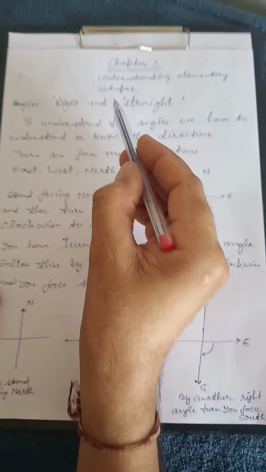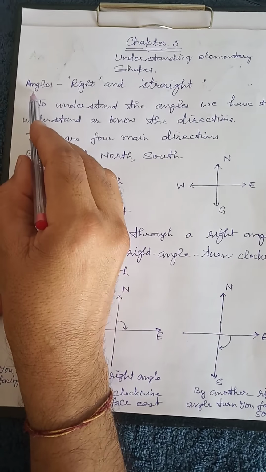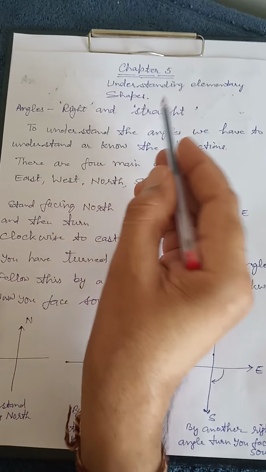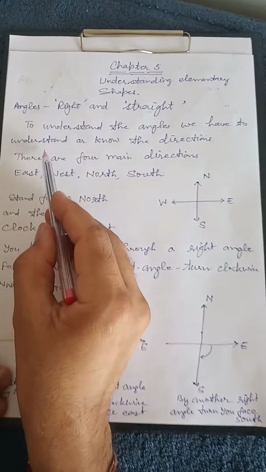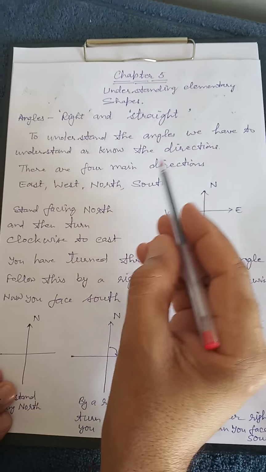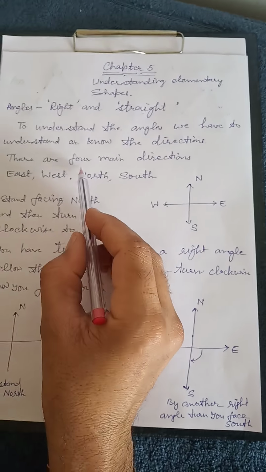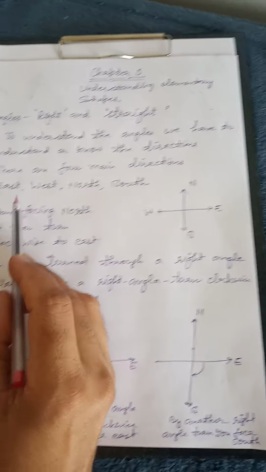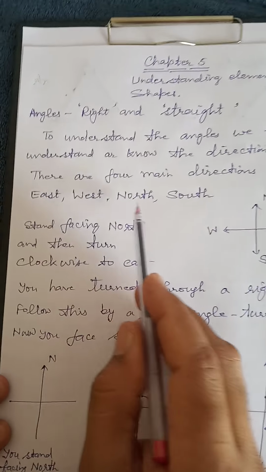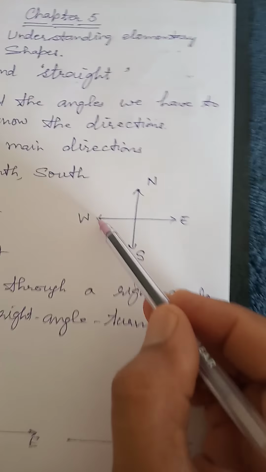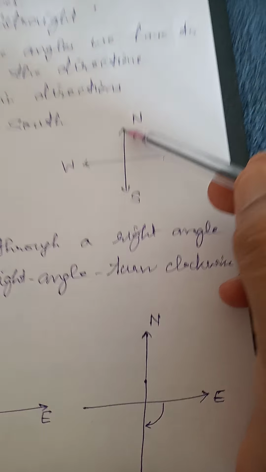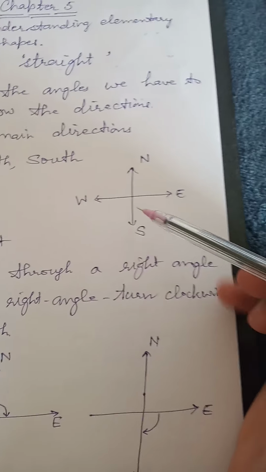In this section we are going to take some angles, right and straight angles. To understand the angles we have to understand the directions. There are four main directions: east, west, north and south. This is east. Opposite to east there is west, then north, and opposite to north there is south. These are four main directions.